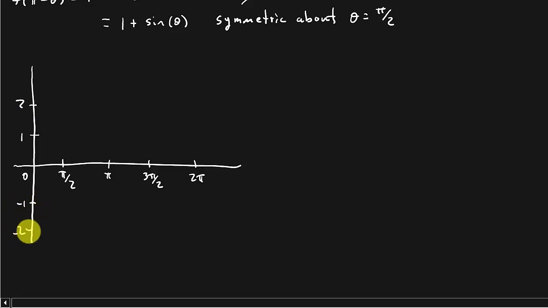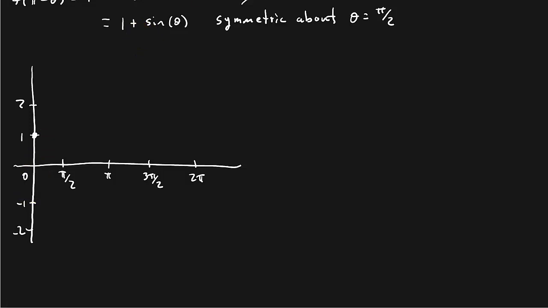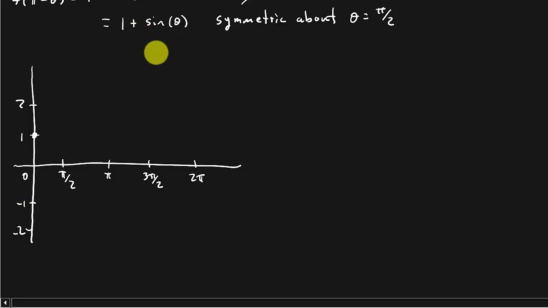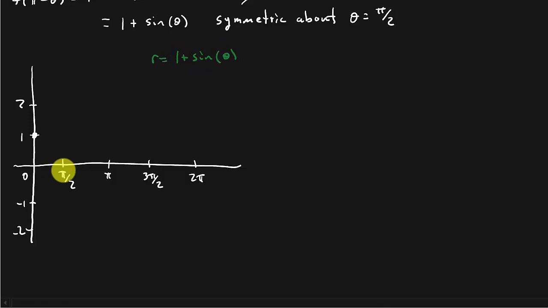So remember, sine starts out at 0, and then it goes to 1, 0, -1, 0. So it starts at 0, but remember, all of it is shifted up 1 unit. So from 0, see the +1 here. Let's write down our equation again. R is equal to 1 plus sine theta. This is what I'm graphing over here.